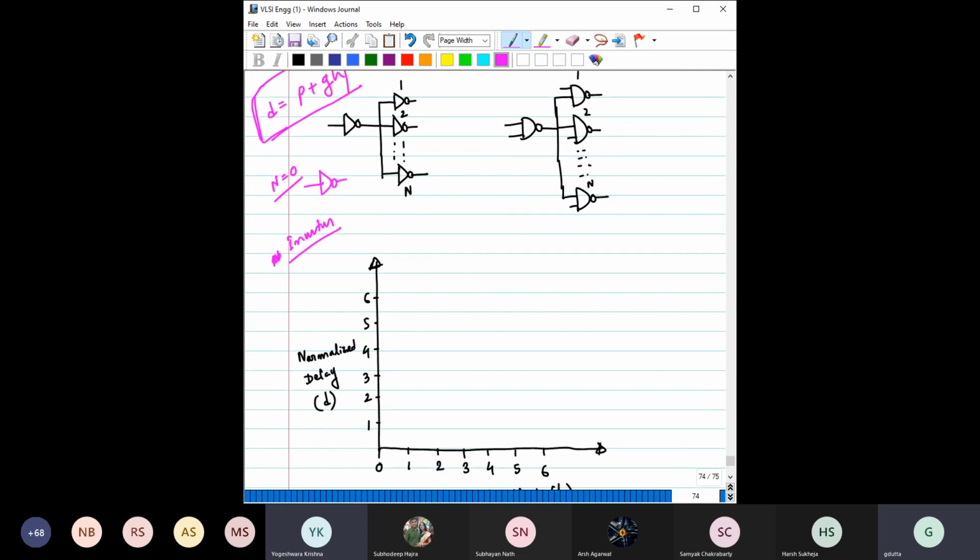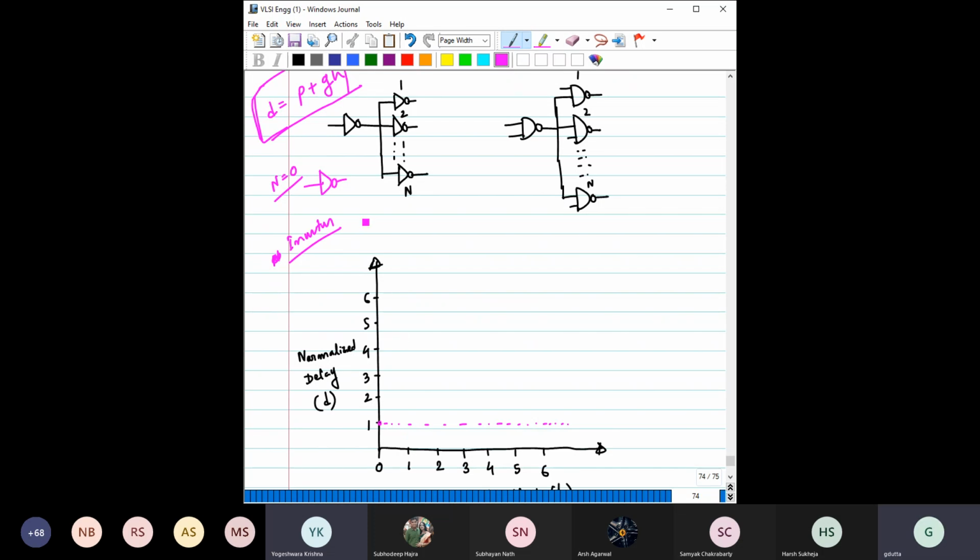Okay. So what is the P for the inverter? Parasitic delay, TP not. It's 1, right? So this value is here, 1. Normalized delay 1. So we are trying to mark it. Right. So this is the parasitic delay. It means that even with no load, this 1 unit of delay will always be there.